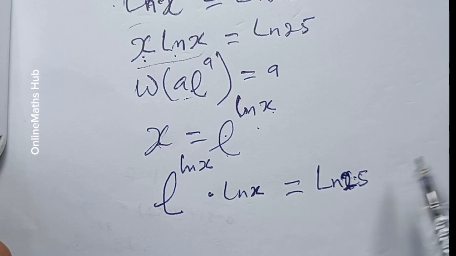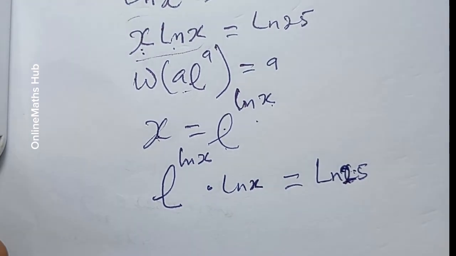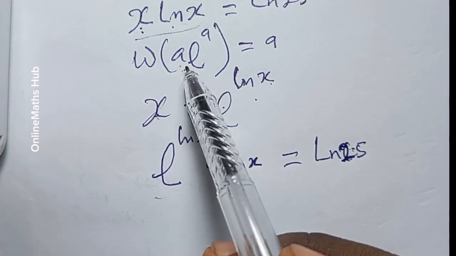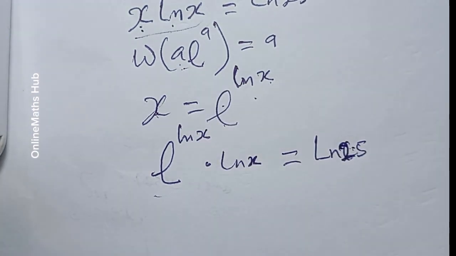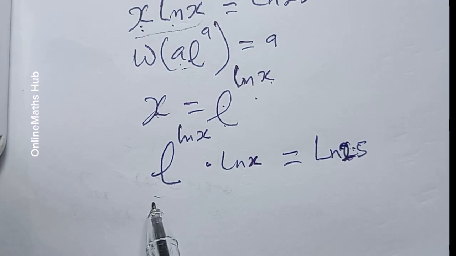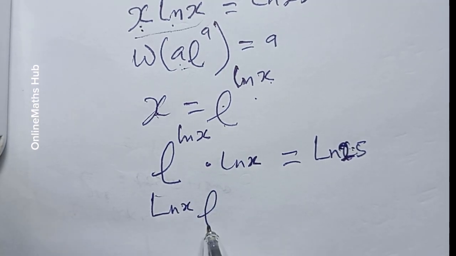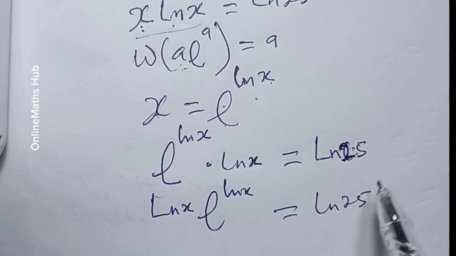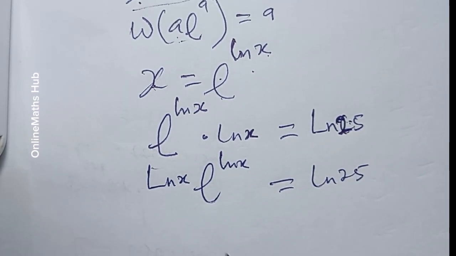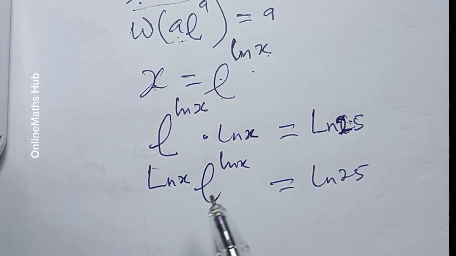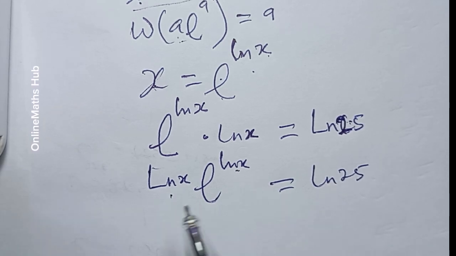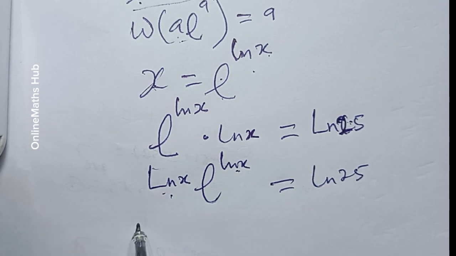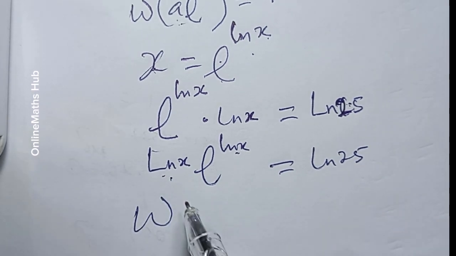So this is what I have at this point, and then I can rearrange this so that it is in the form of a exponential a, just like I explained a few minutes ago. So I have natural log of x times exponential natural log of x is equal to the natural log of 25. You can see clearly that we've put our function in the form of a exponential a, where a in this case is natural log of x. So now I can go ahead and apply the Lambert W function.